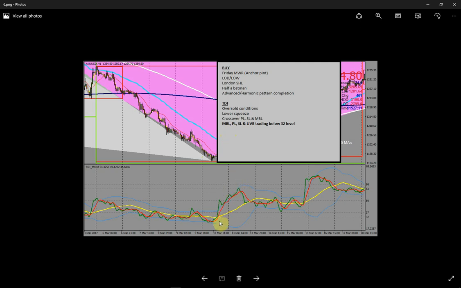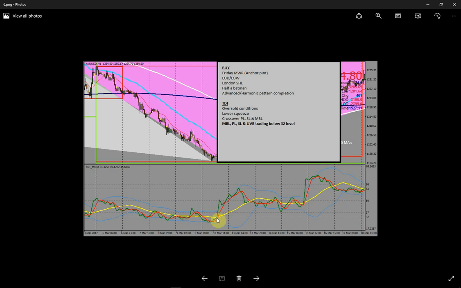So there it is. What do we have? Do we have divergence? No, we don't have any kind of divergence there. We only have a very shallow shark fin to the downside, and then the price and the signal line crossover, first crossover, and the market baseline crossover.